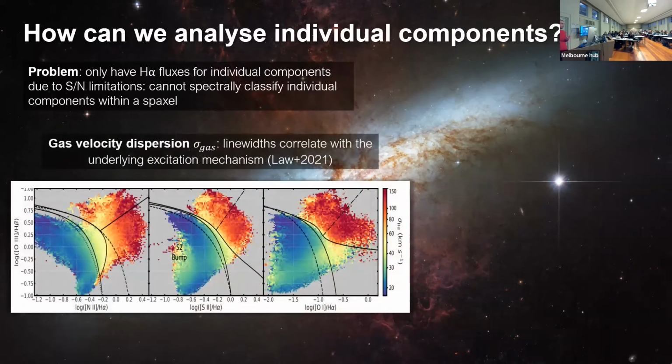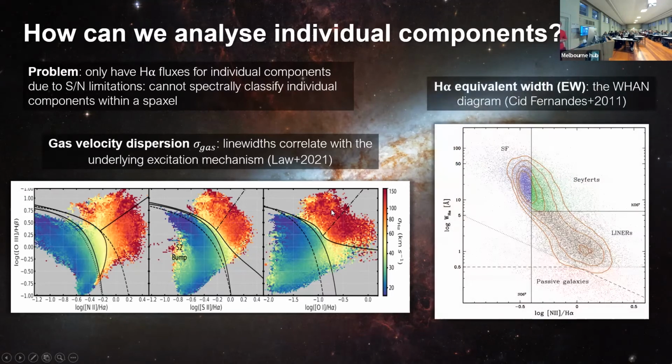Importantly, we have the gas velocity dispersion, so the width of each emission line component. And it's known that these line widths correlate really strongly with the underlying excitation mechanism. So for example, in 2021, Law et al. found that spaxels in MaNGA galaxies dominated by star formation tended to have very low velocity dispersions compared to those dominated by radiation from AGN or evolved stellar populations.